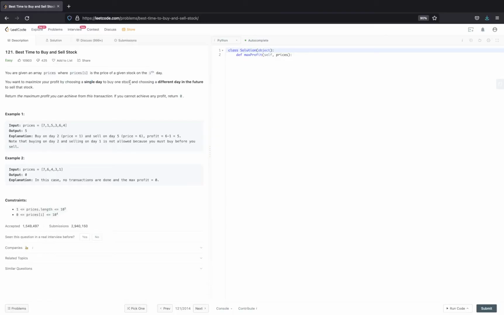So what it says is you have to choose a different day in the future to sell the stock, because for example, if on the same day you buy at price X, you have to sell at X, the profit is zero itself, right? By default it's zero. So we need to return the maximum profit we can achieve from this transaction.